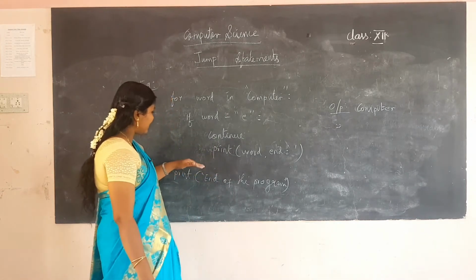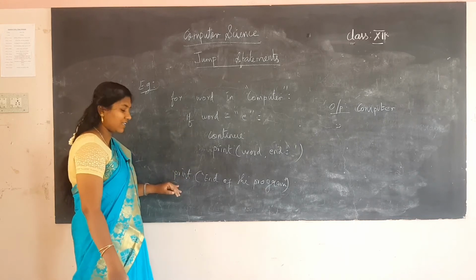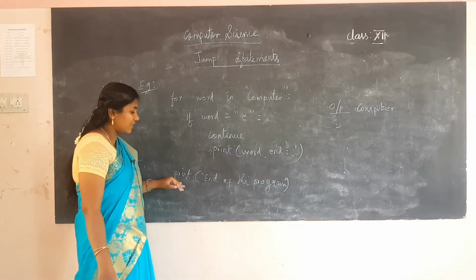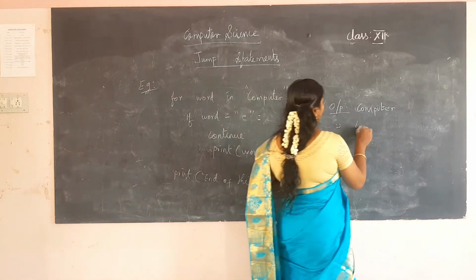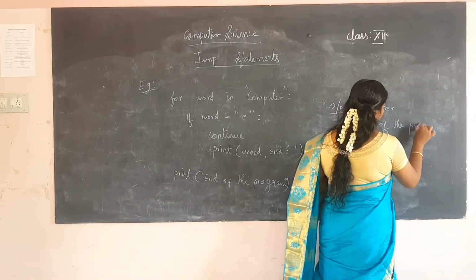And then with this the if block gets over, and where will the control go next? The next statement is print end of the program. So this will also be printed. So therefore, end of the program.